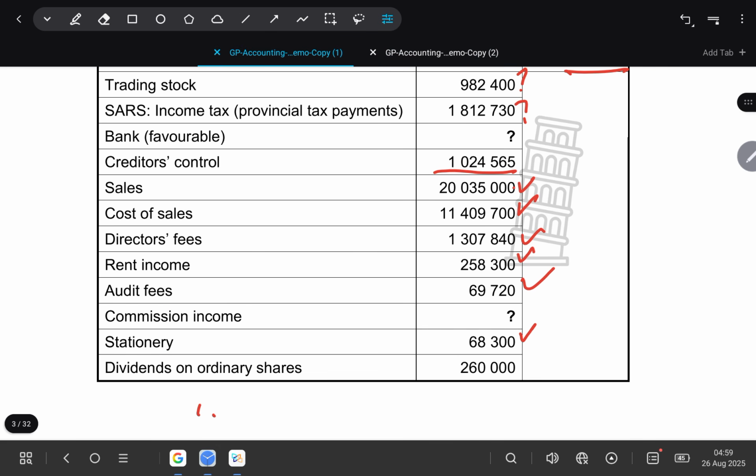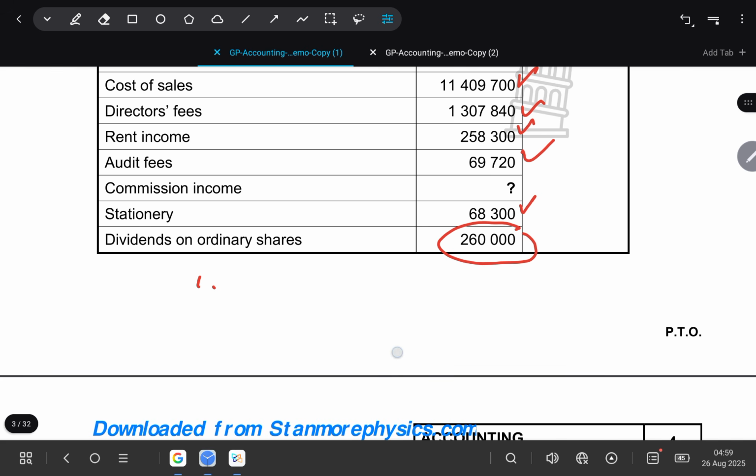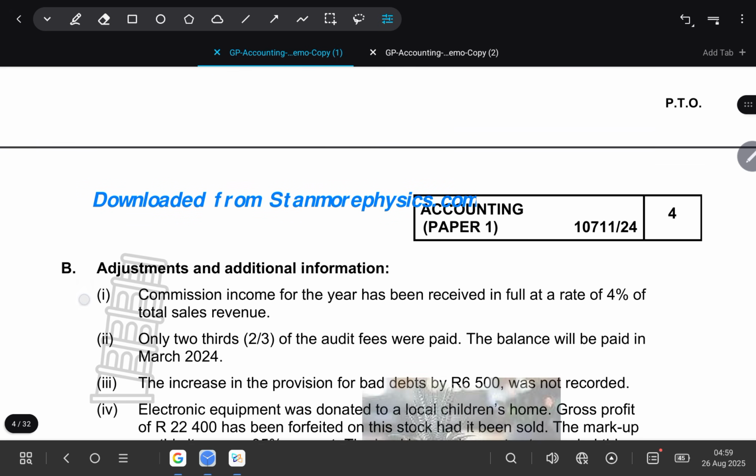Let me see. Okay, and then dividends on ordinary shares, guys, this one you don't record in the income statement, but you will use it when you look for your declared if it's not given. Okay, and then from there we are done with the information. So let's get what they are saying.